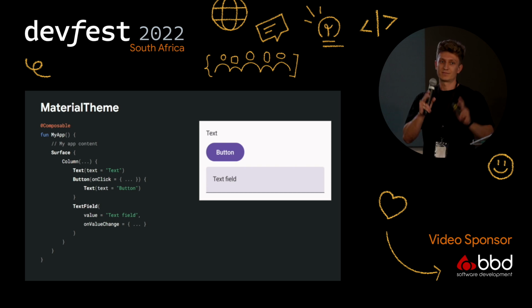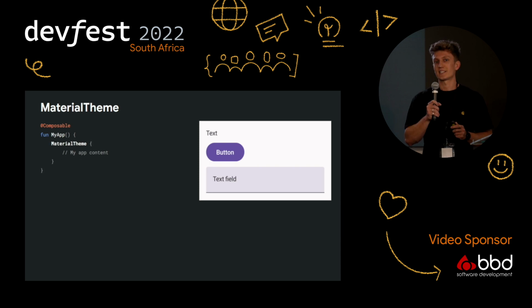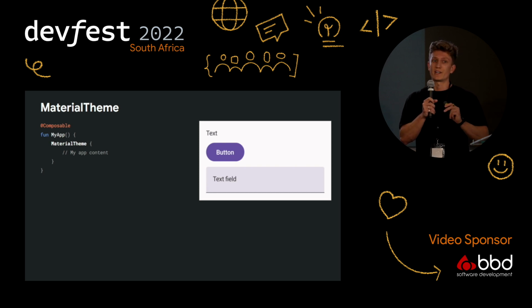So this is our entire app. Again, vastly simplified, but we're going to use this throughout to illustrate how to apply theming and use Material Design 3 in your app. So the idea here is that you've got this app content, in our case a column and a surface and 3 little components, and you need to wrap that in something called a material theme.